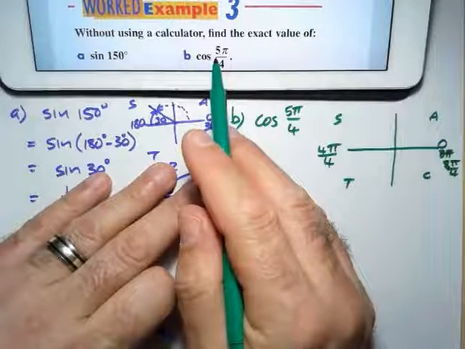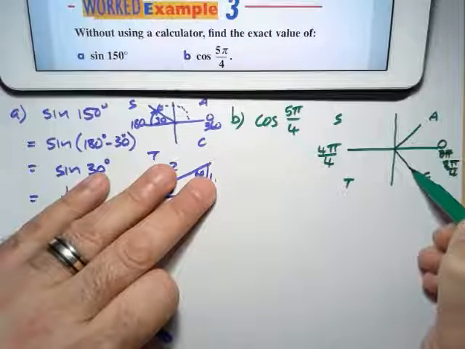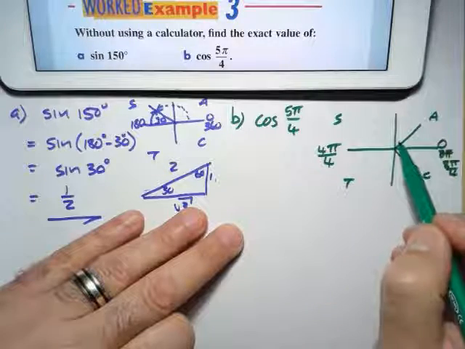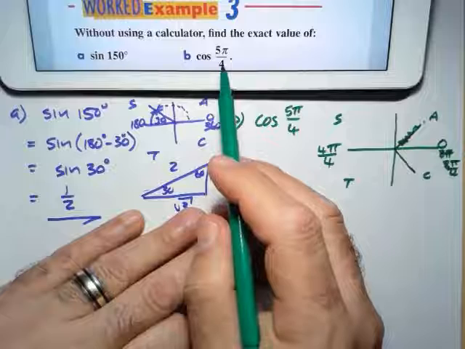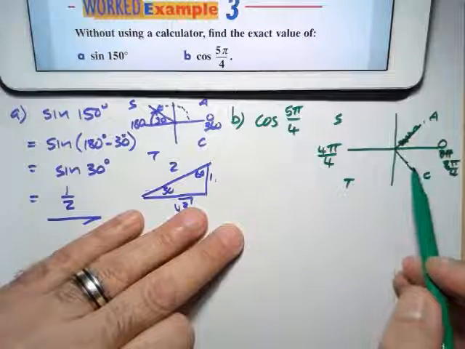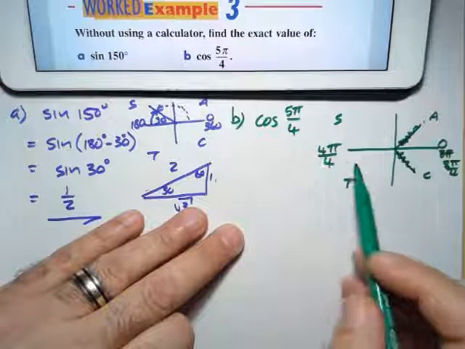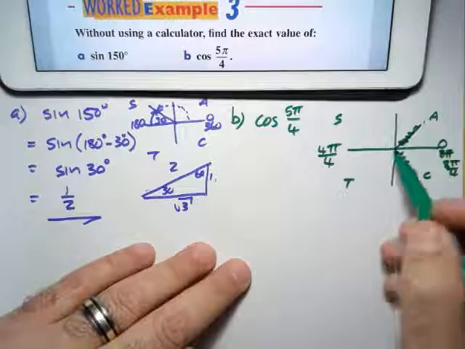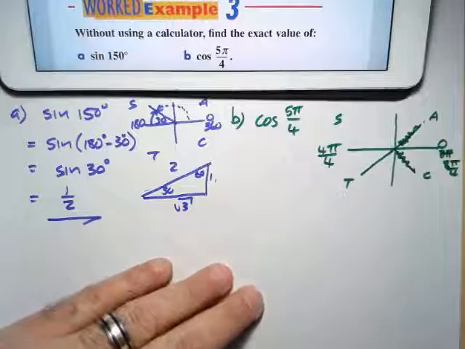Cos is positive. Where's cos positive? My first quadrant and my fourth quadrant. Okay. Oh, it's not, sorry. My bad. Not worrying about that. Cos of 5 pi over 4 is not there either. The cos of 5 pi over 4 is just past 4 pi over 4. So 5 pi over 4 will be in my third quadrant.